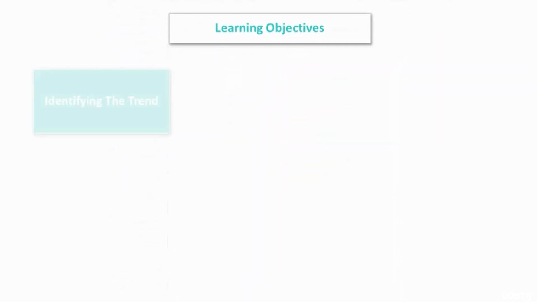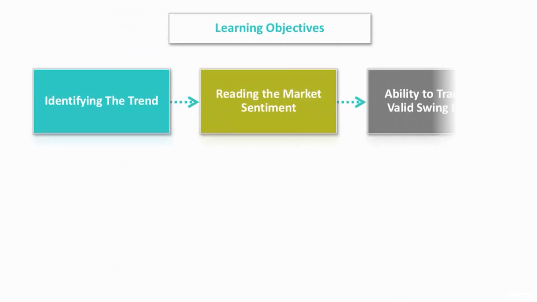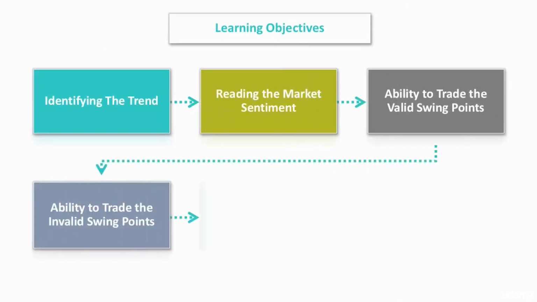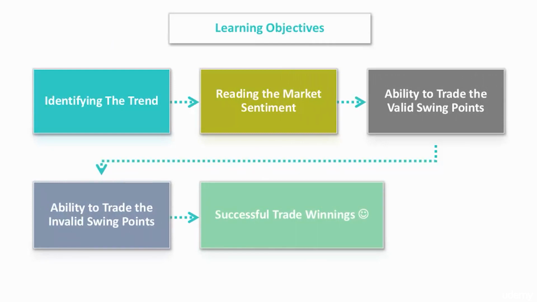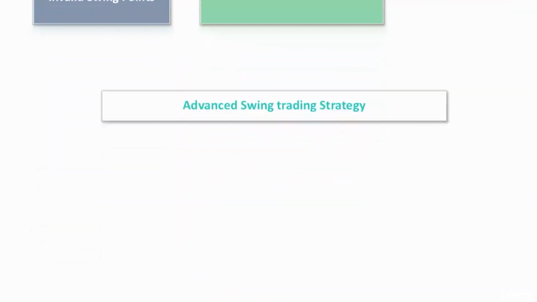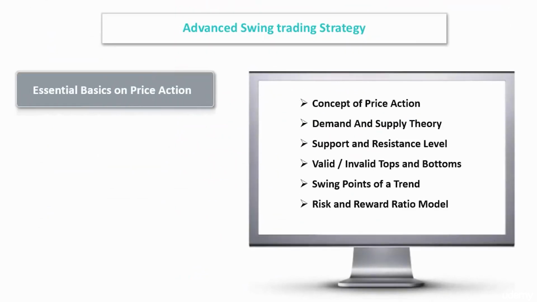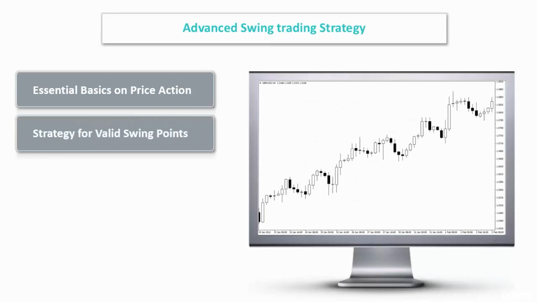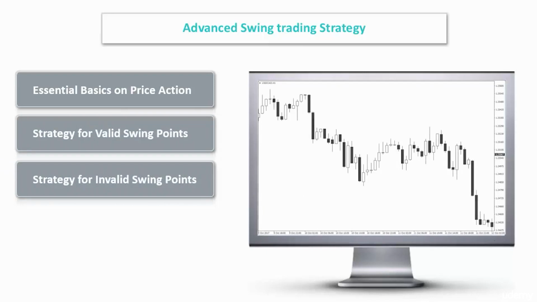So in this course, Mastering the Advanced Swing Trading Strategy, I will teach you each and every detail that is necessary to successfully trade the swings of a trend. Before diving into the strategy, I will first teach you the essential price action basics, designed to strengthen your knowledge base and make you understand the sentiment of a trend. Then I will teach you the strategy for the valid swing points as well as the invalid swing points of a trend. To successfully trade the trend, you must master not only the valid swing points but also learn how to deal with the complex looking invalid swing points of a trend.